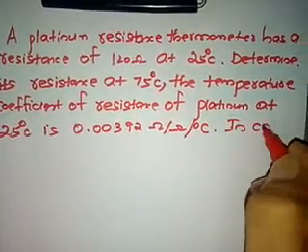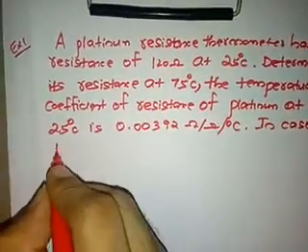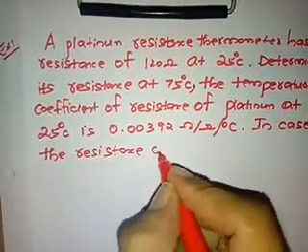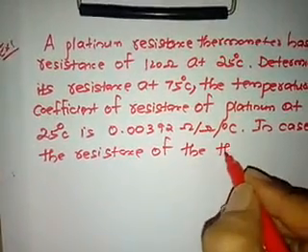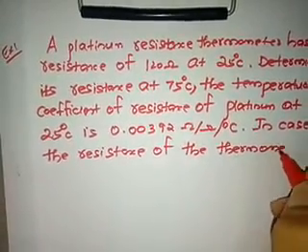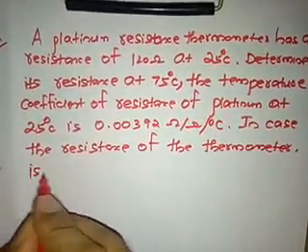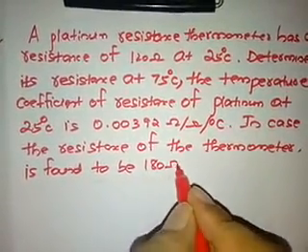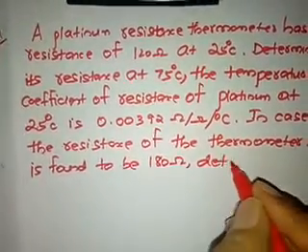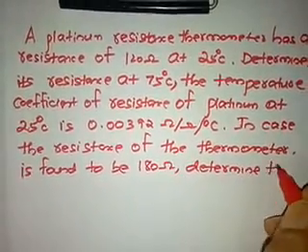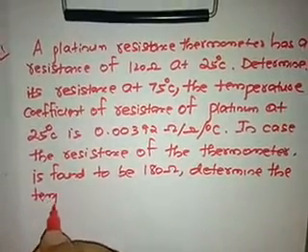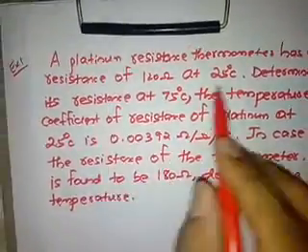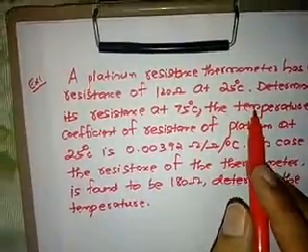In case, second part of the problem, in case the resistance of the thermometer is found to be 180 ohm, determine the temperature. Okay, so this is the problem here. A platinum resistance thermometer has a resistance of 120 ohm at 25 degrees Celsius.